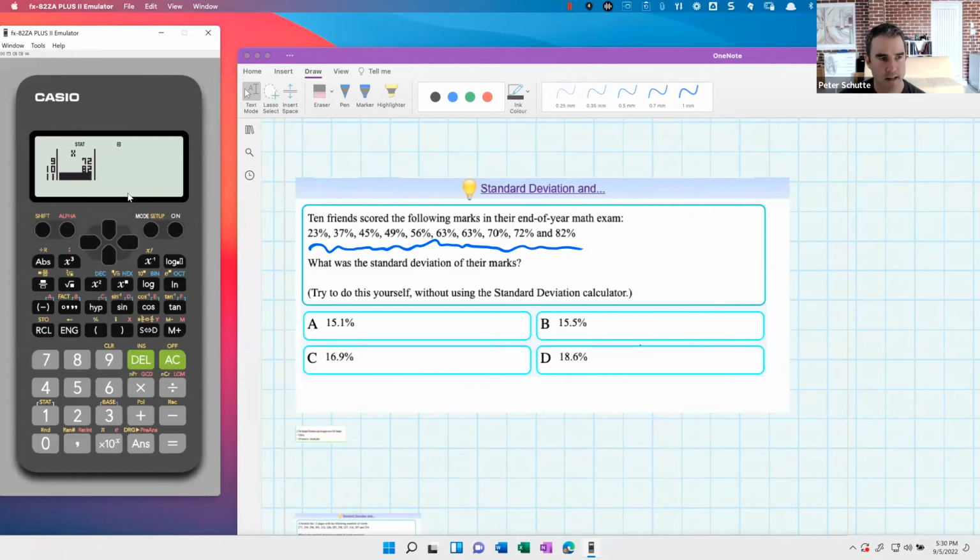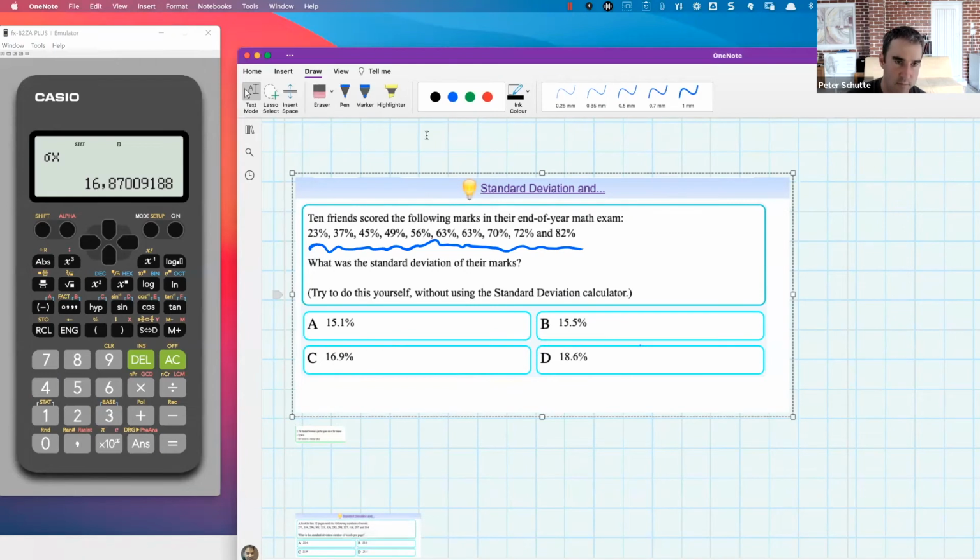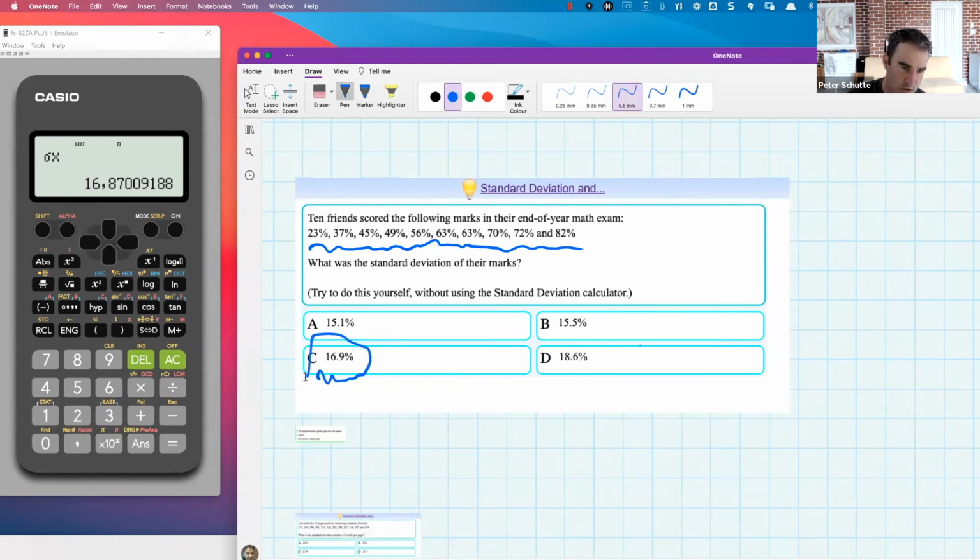Now that I've finished putting my data in, I go AC, then I go Shift, Stat, and because I want the standard deviation, I'm going to go 4, and then I'm going to go 3. Now I've still got one more step to go. What are you guys getting? So 16.87, and if I round that up, I should get 16.9, which is option C. Yeah, 16.9.